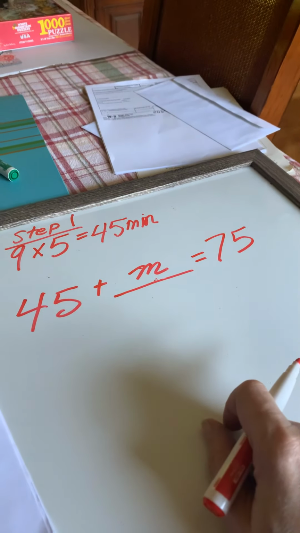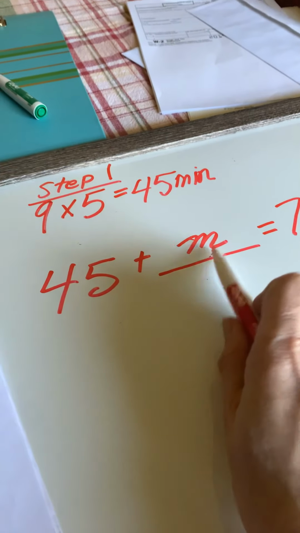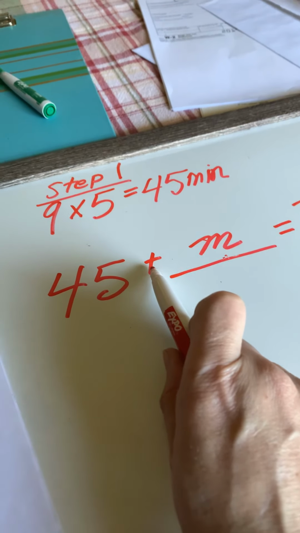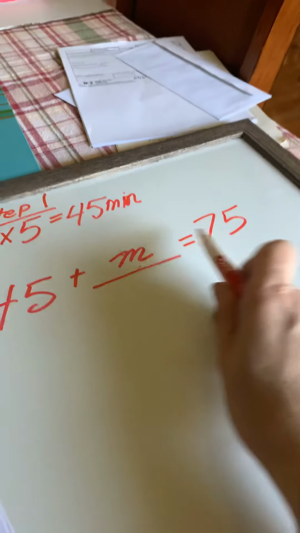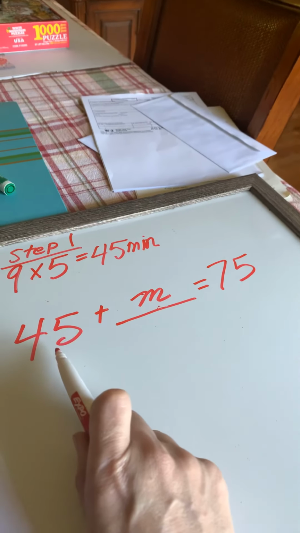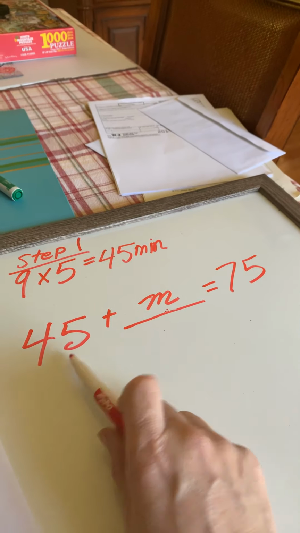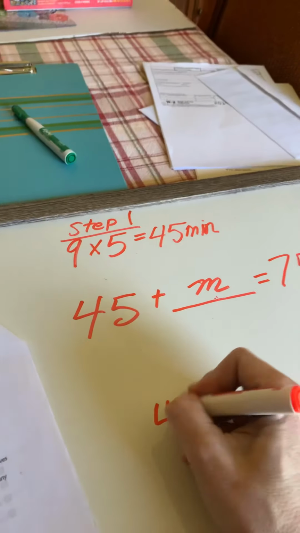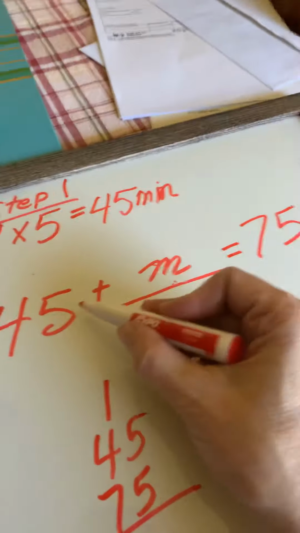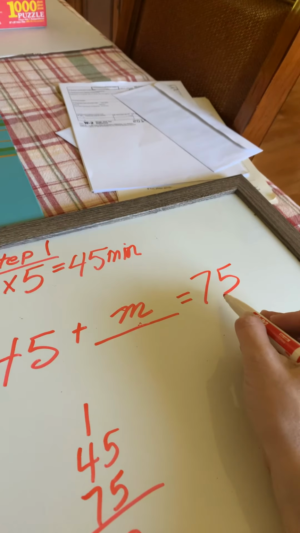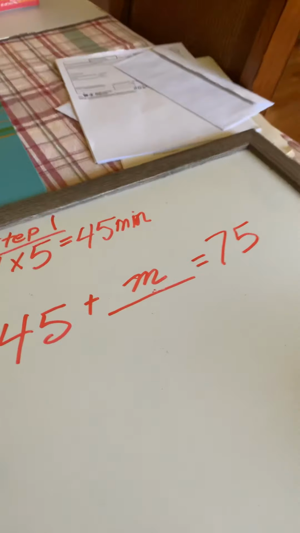Well, let's see. Look at the operation. We have adding here. But we can't add something that we don't know what it is. So when you have a problem like this, you can always think of, well, I could add these two numbers or I could subtract these two numbers. Because we have addition, the opposite is subtraction. So let's think, well, if I added 45 plus 75, 45 plus 75 gives me 120. So 45 plus 120, is that going to give me 75? No. So we know that that is not the correct operation to use.